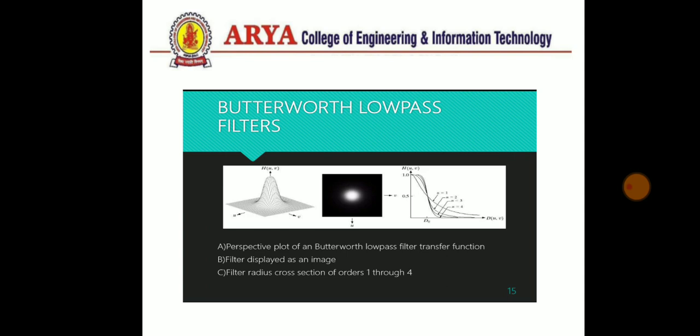And this is the graphical representation of the Butterworth low pass filter. This is all just like the Gaussian low pass filter. The first part of the image shows the perspective plot of the Butterworth low pass filter transfer function. The second image displays the filter displayed as an image, which we discussed, and the last graphical picture shows the filter radius cross section of order 1 through 4.